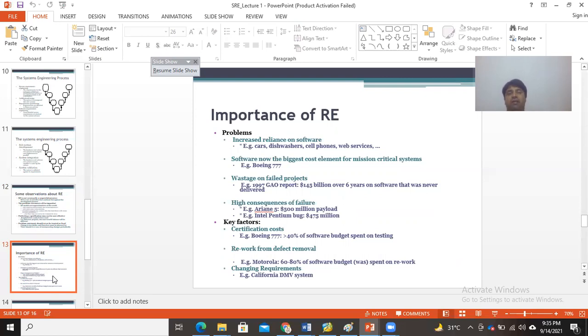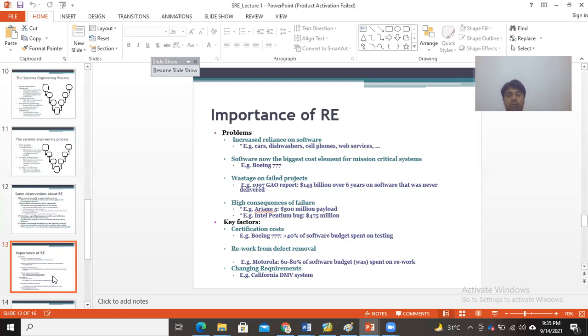The first problem is that you are increasingly relying on the use of software. This is why requirement engineering is important. This is why extracting proper requirements from the customer is important. The second one is that software is now the biggest cost element for mission critical systems. We have discussed critical systems. In mission critical systems, one of the biggest cost elements or the most expenditure is utilized on creation of the software.